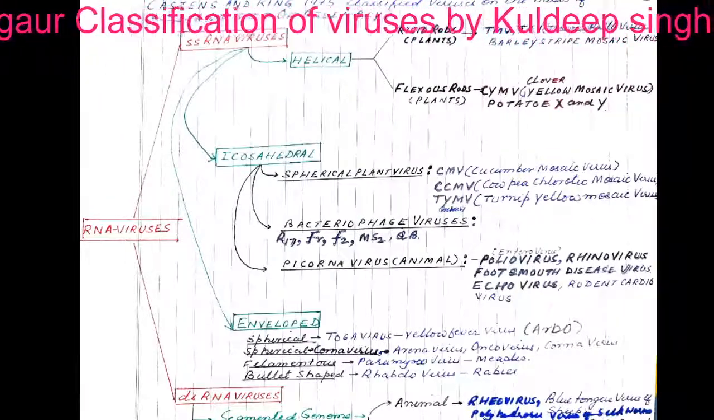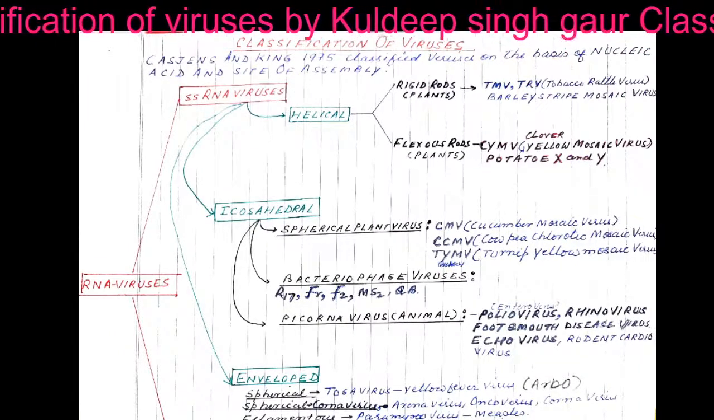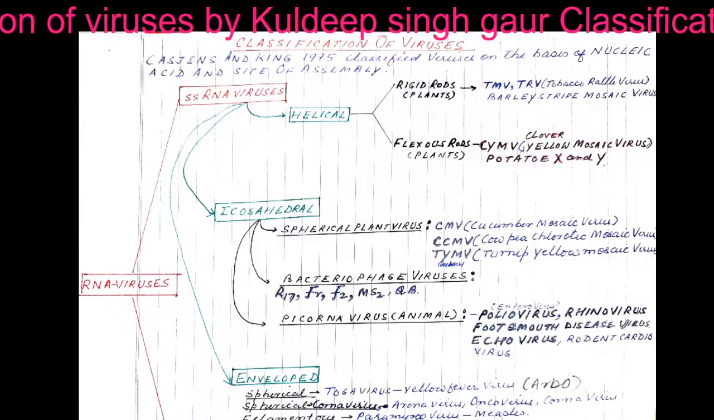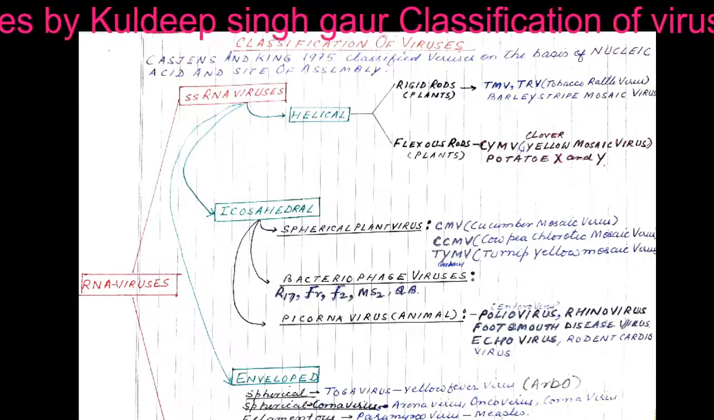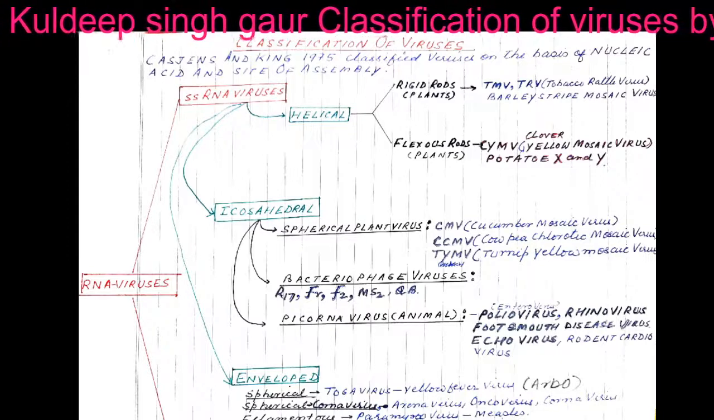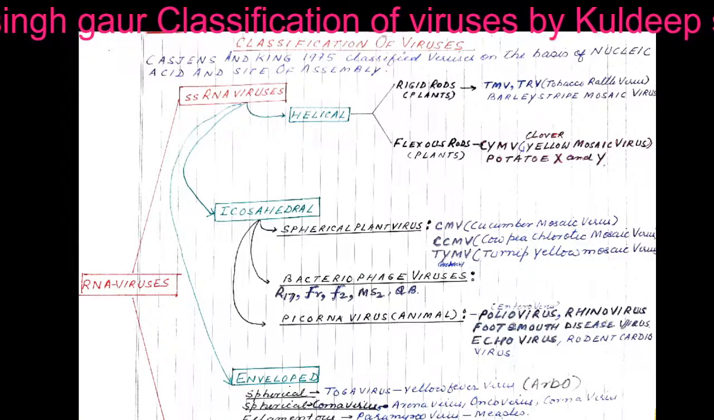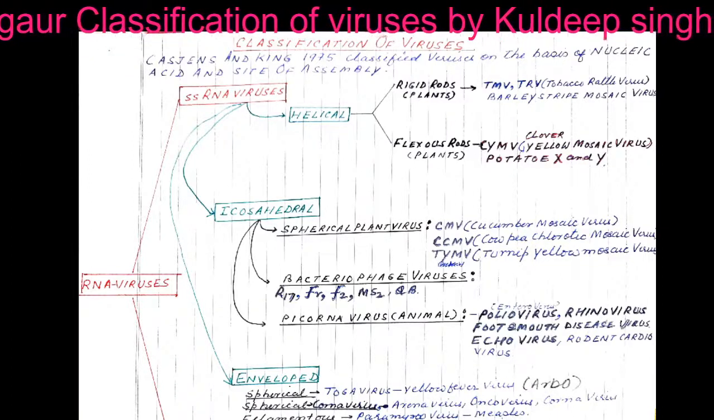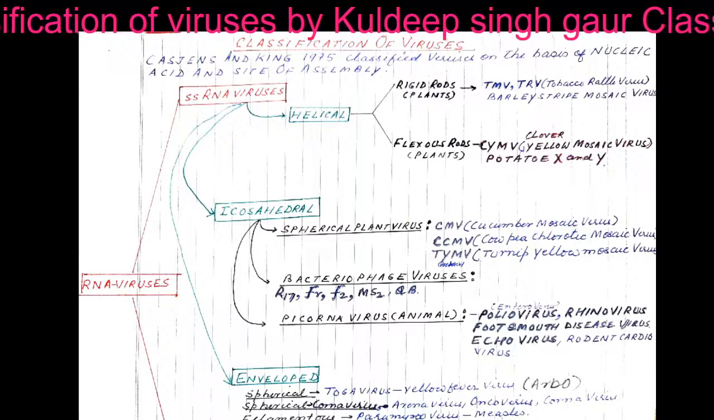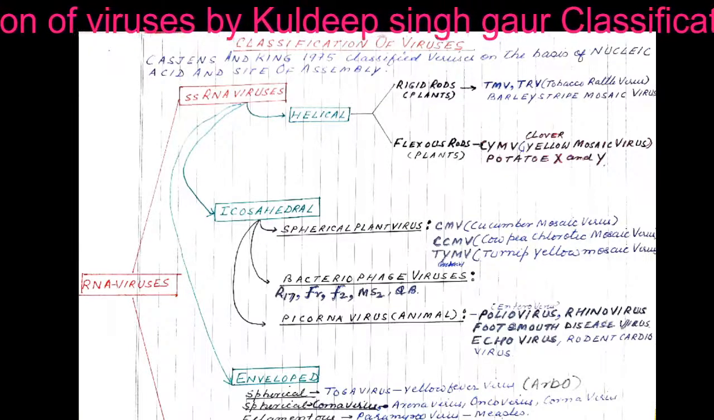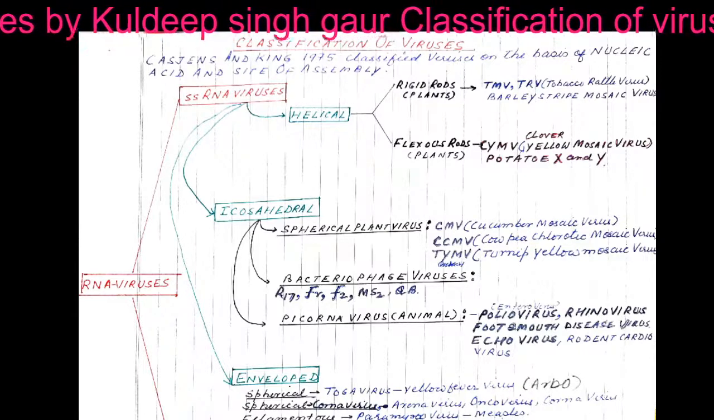First of all, we'll take RNA viruses. The RNA viruses are of two kinds: those which contain single-stranded RNA and those which contain double-stranded RNA. Among the single-stranded RNA viruses, we have helical, icosahedral, and enveloped types of viruses.